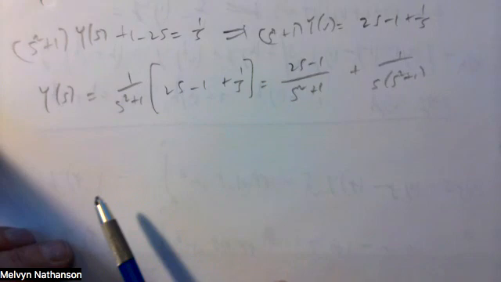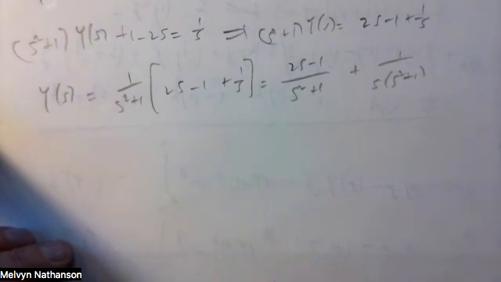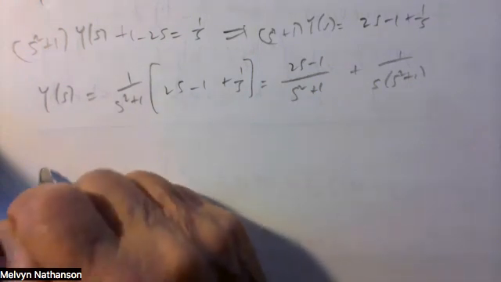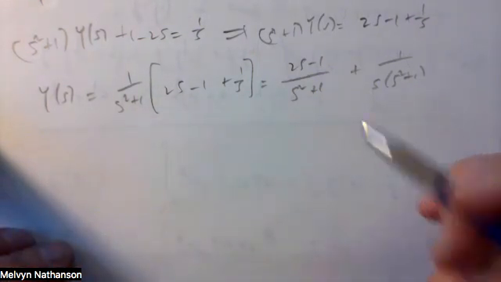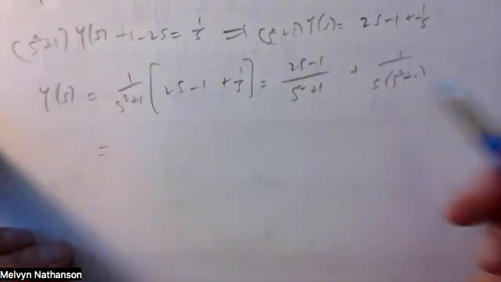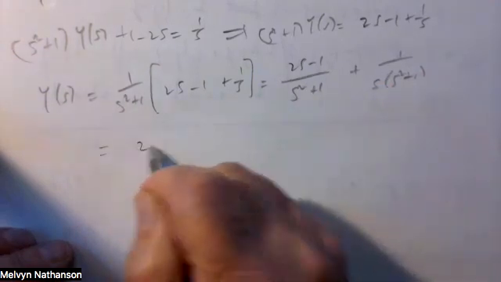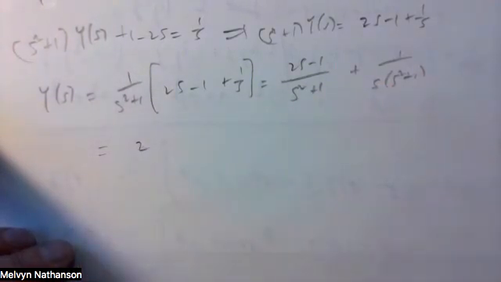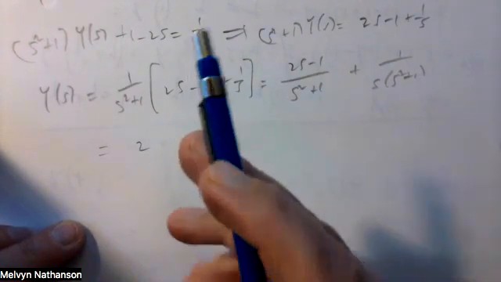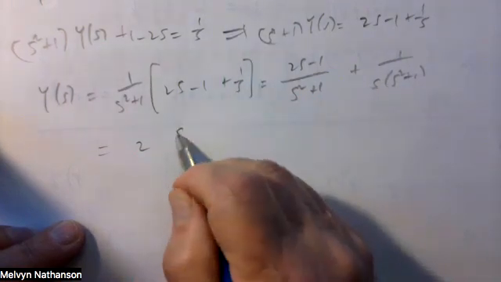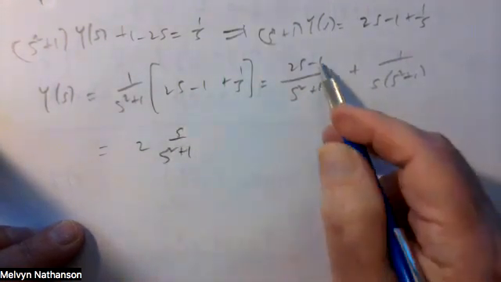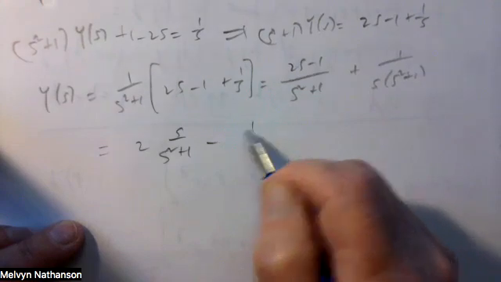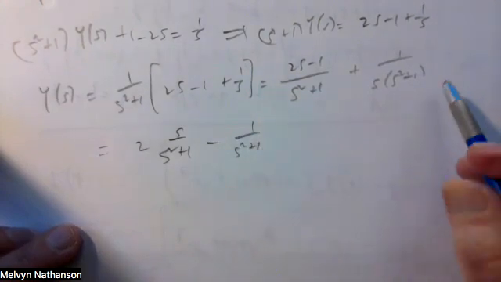So we want to find the inverse Laplace transform. Let me just expand this slightly. This is equal to 2 s over s squared plus 1 minus 1 over s squared plus 1.